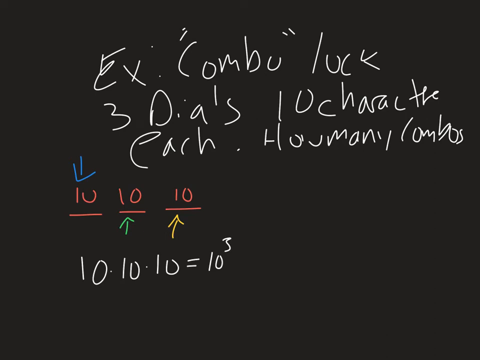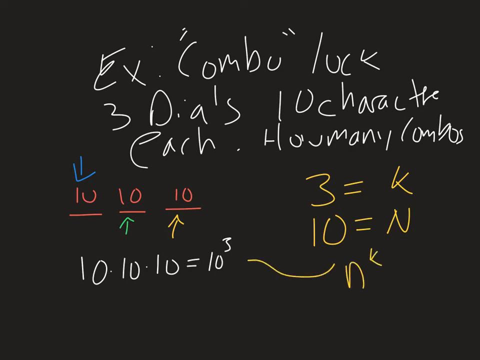Now, if we think about this in terms of the formula approach, the number of dials is 3, which would tell me that I'm picking 3 things. So in this case, K is 3. And there's 10 characters for each one. So on each of those, I can make 10 possible choices. So in this case, N is 10. And if we follow our formula here, we ask ourselves, okay, can I have repeats? The answer is yes. And then we would ultimately follow the formula n to the power of k, which we see right here.